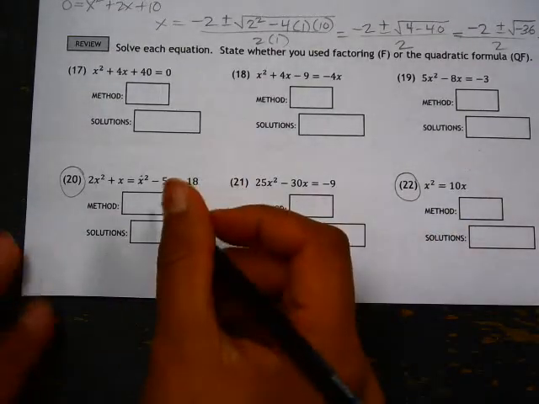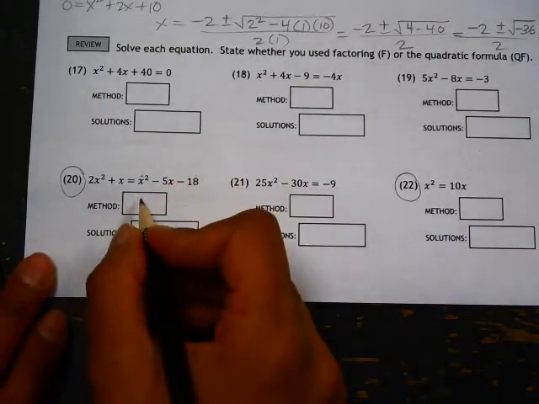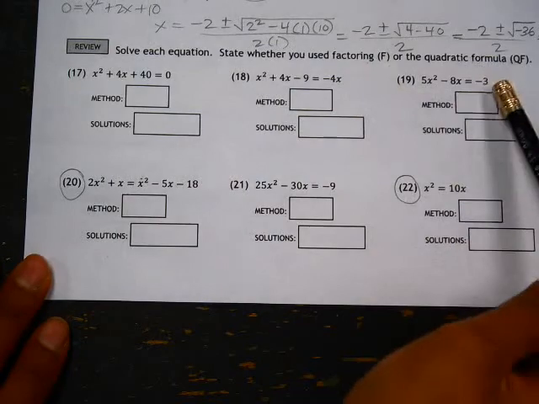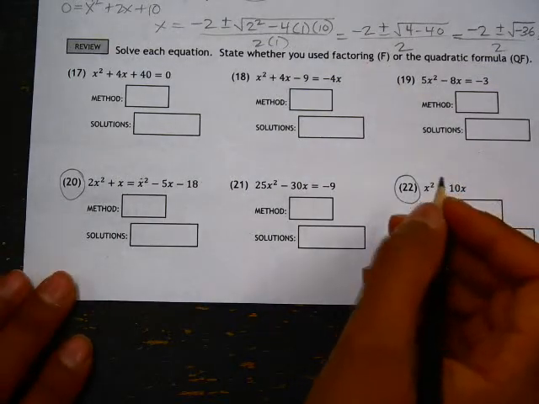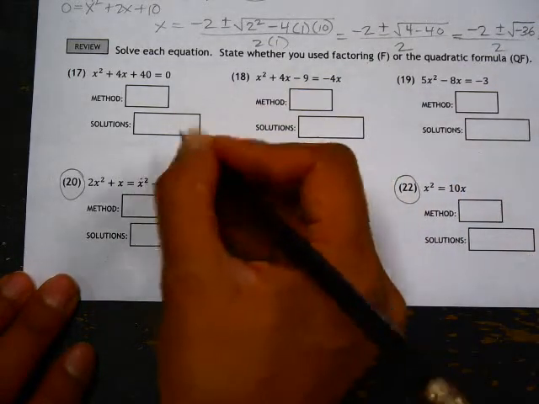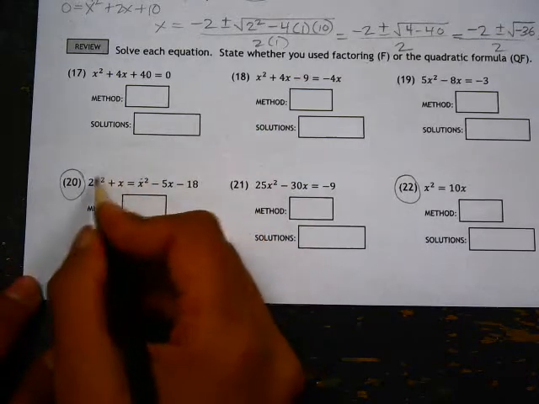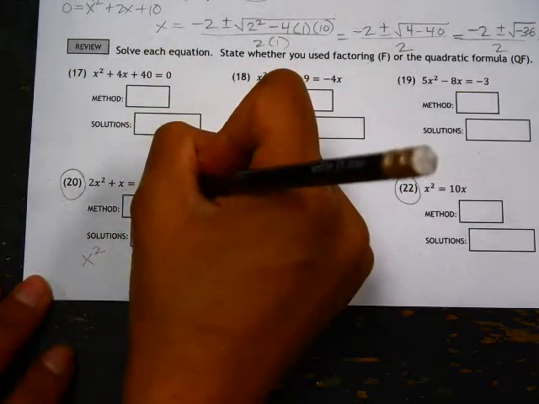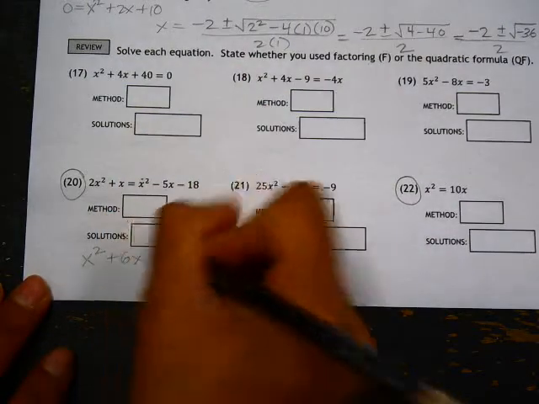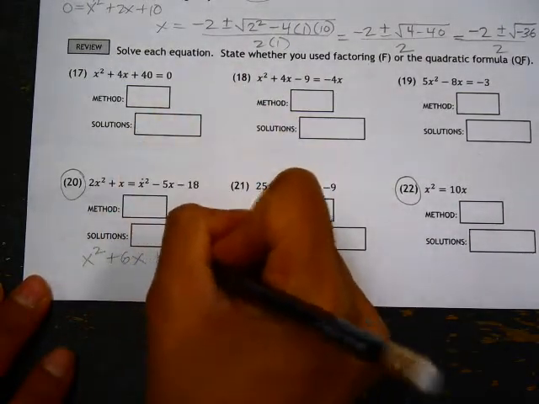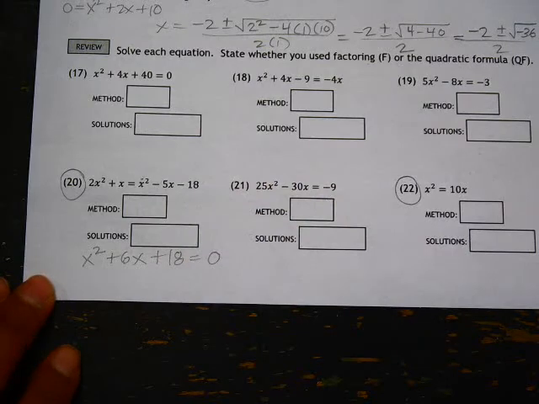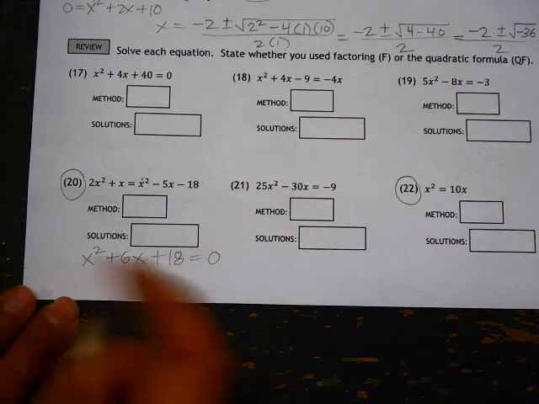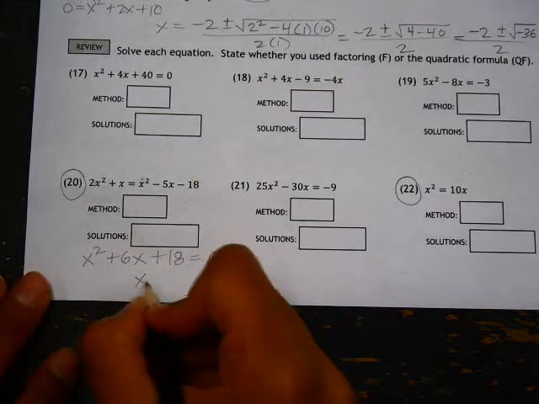We need to solve it. Method refers to the choices given here, factoring or quadratic formula. Before we can decide that, we need to set this equation equal to 0. So we're going to move the x squared over. That will become 1x squared. We're going to move the 5x over. That becomes 6x, and move the 18 over as well. This is not factorable, so we need to use the quadratic formula.